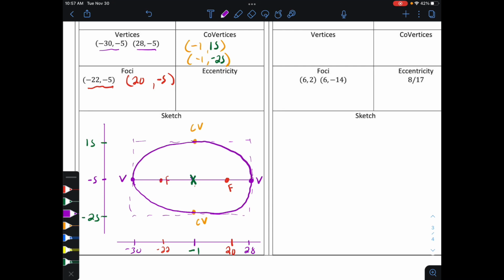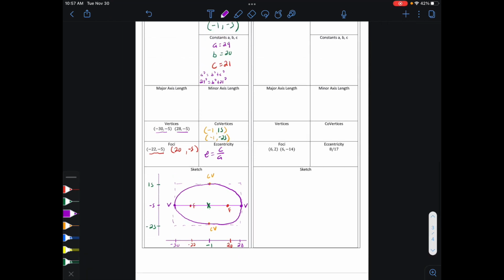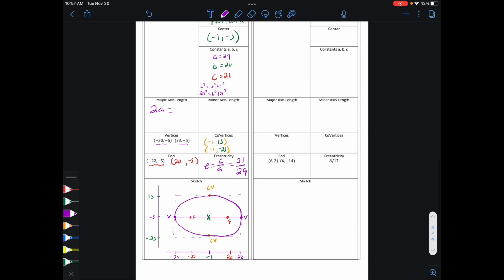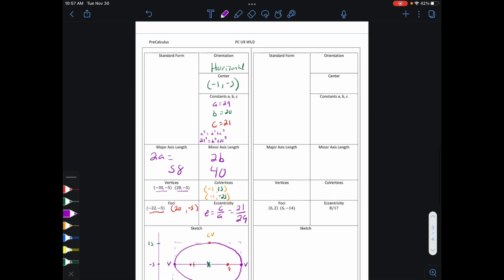All right, let's fill in all the rest of the information. Eccentricity, C divided by A. All right, we said C was 21, A was 29. Done. Major axis length is always equal to 2 times A. So 2 times A, 58. Minor axis length, 2 times B, 2 times 20, 40.